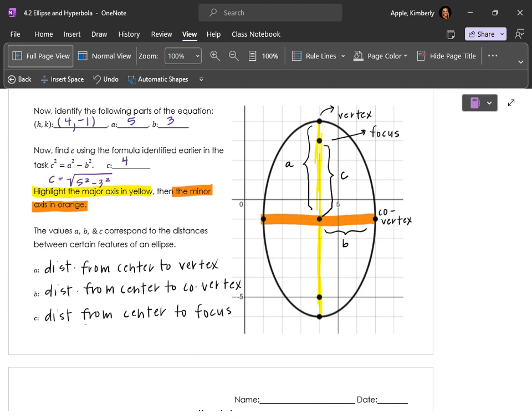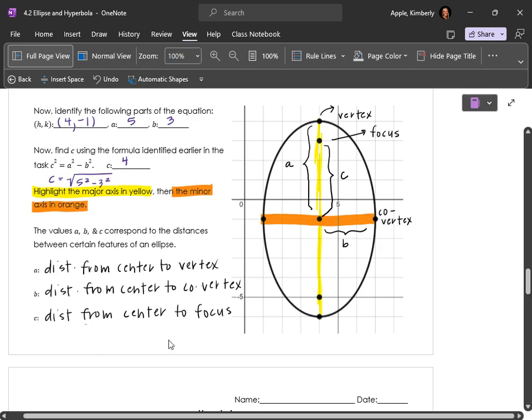Now, I will caution you, these are some nice numbers, and I chose these intentionally to be nice. They're not always nice, especially C. A and B will generally be nice. C will sometimes not be because you're working with a square root, right? And that's okay to get a decimal for those. Usually your numbers will be fine for A and B because they have to be a perfect square.